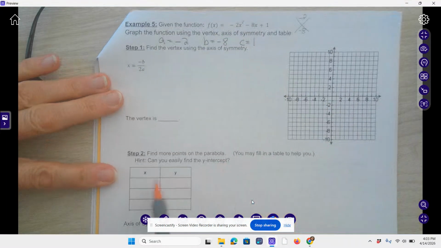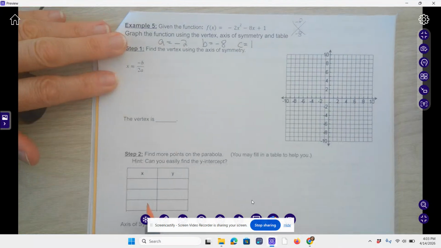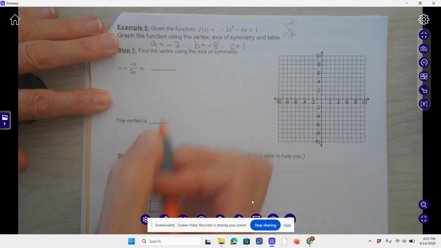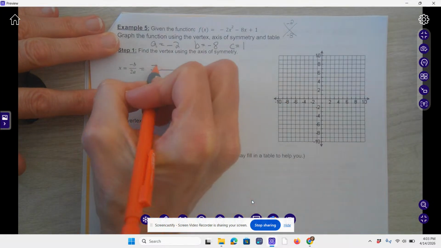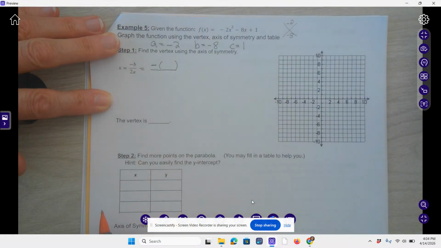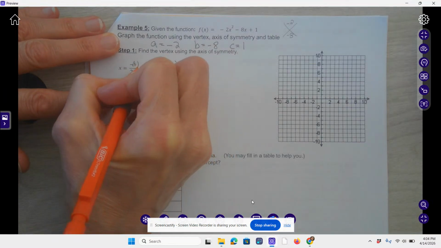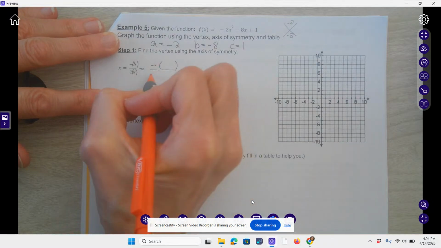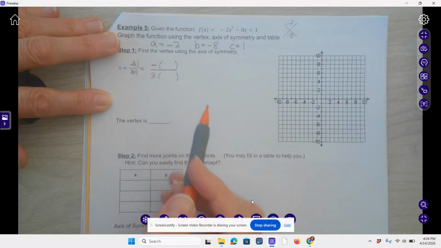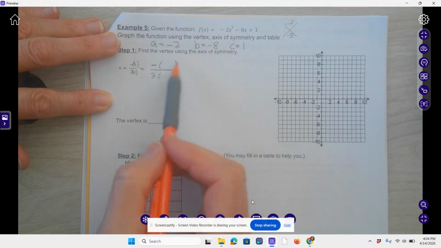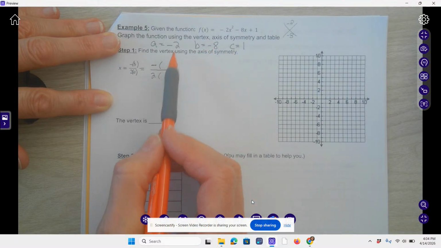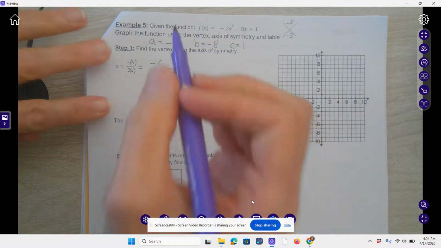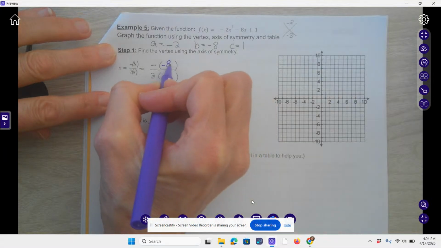So that's why we're going to use a table of values to find some other points. But let's find that vertex. That is probably the most important point on our parabola. So negative b. Remember, wrap up this b and wrap up this a in parentheses. And then we are going to substitute negative 8 in place of our b and negative 2 in place of our a. We have a lot of negatives in this one, so we have to be careful.